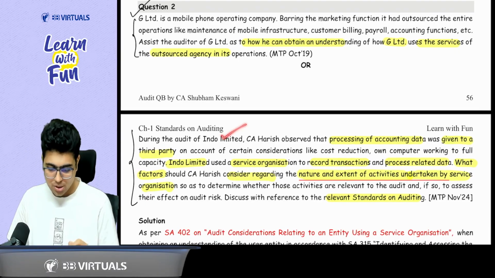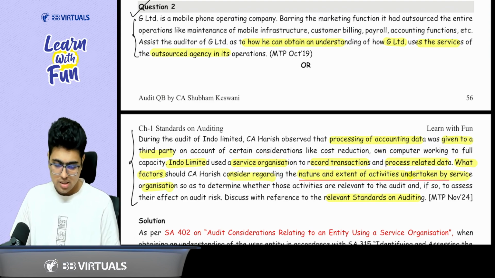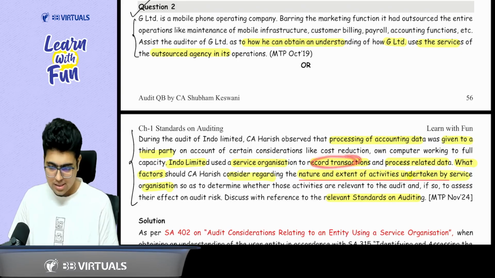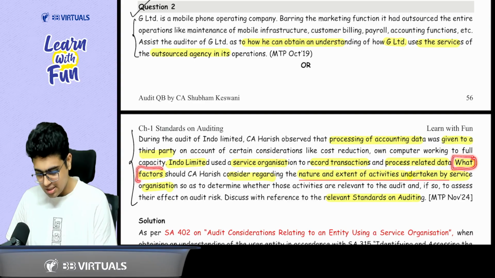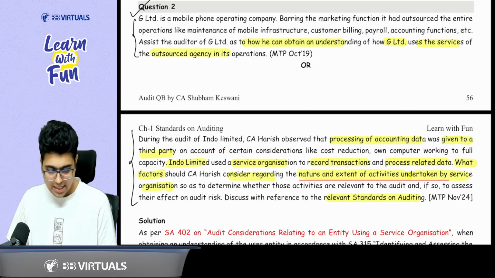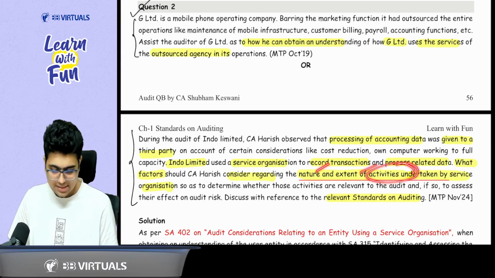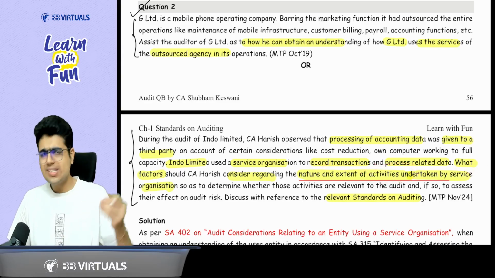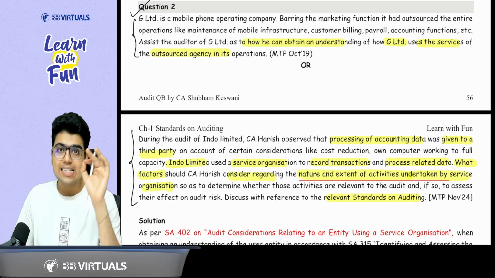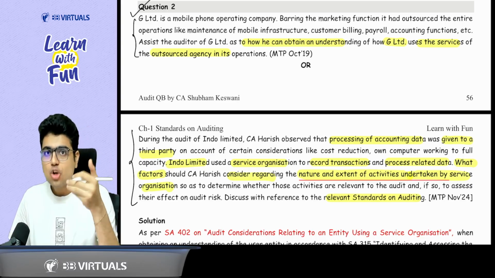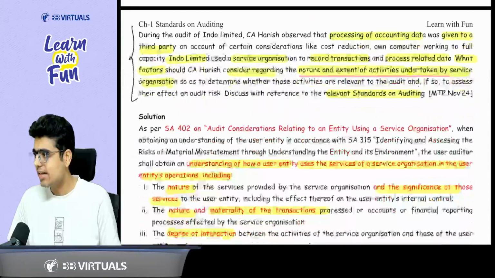There is a company Indo Limited. CA Harish, which is the auditor, observed that processing of accounting data was given to a third party, which is a service organization. Service organization is recording the transactions and processing the related data. What factors they will consider regarding the nature and extent of activities undertaken by service organization to see if they are relevant to audit? So now whenever you want to understand the nature and extent of activity, which topic will you write in exam? Sir, understanding wala topic.